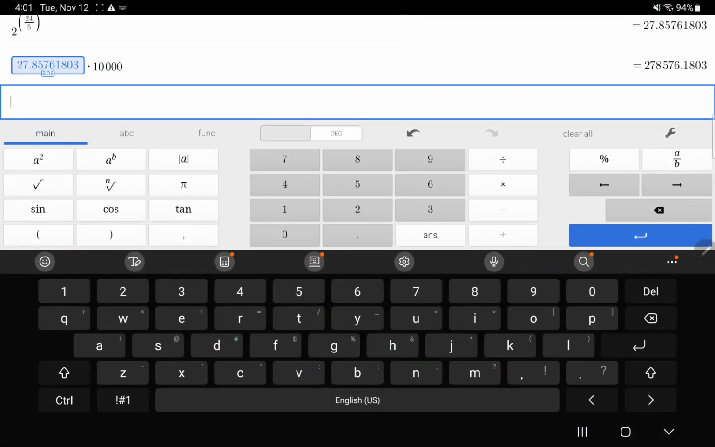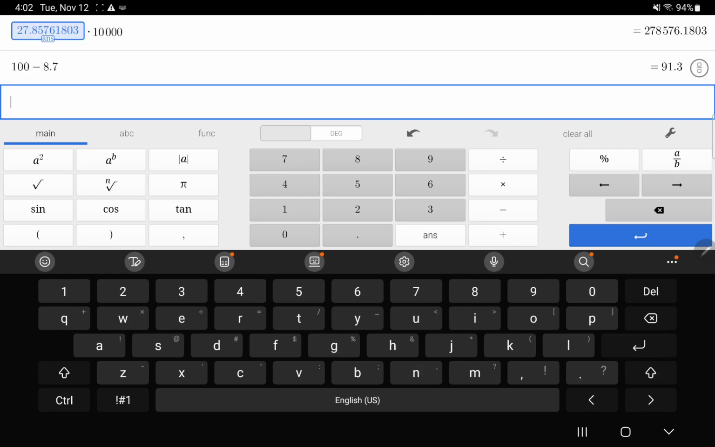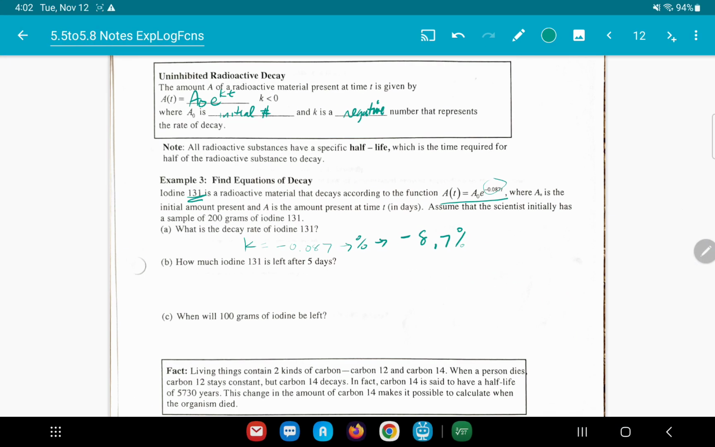So for the decay rate, you just do 1 minus that. Sorry, I didn't type it in right, let me do that over. I'll do 100% minus 8.7%, and we get a value of 91.3. So that's the decay rate: it's decaying 91.3%. Okay, all right. How much iodine is left after 5 days?